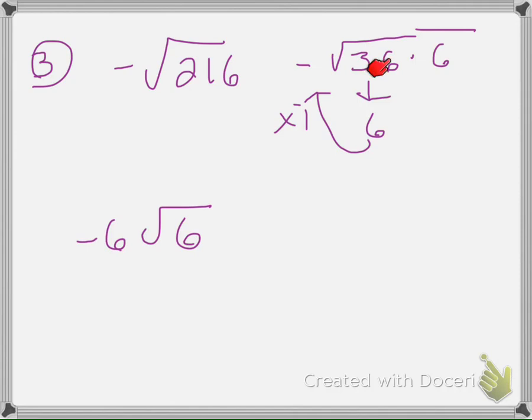The biggest perfect square number that can divide into 216 evenly is 36. So we circle that 36. What's the square root of 36? 6. What do you do with this 6? You multiply it by this negative 1 that you had, and 6 times negative 1 is negative 6. This 6 is the one that I can't do anything with because it doesn't have a perfect square answer, so it stays underneath.